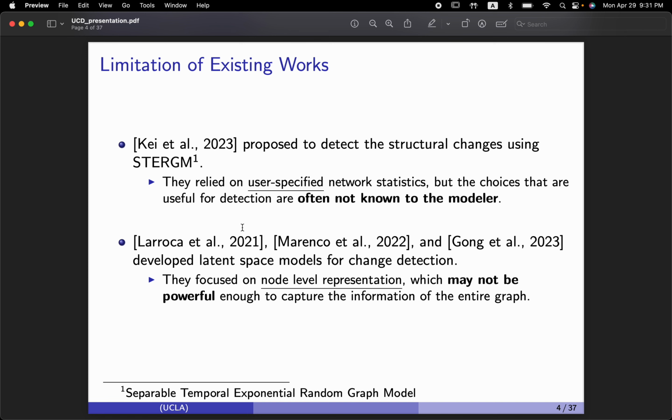There is some existing work on change point detection for graphs. For example, K et al. proposed to detect the structural change using a separable temporal exponential random graph model. They relied on user-specified network statistics, but the choices that are useful for the detection are often not known to the modeler. There are many latent-based models proposed for change detection. They focus on node-level representation, which may not be powerful enough to capture the information of the entire graphs.